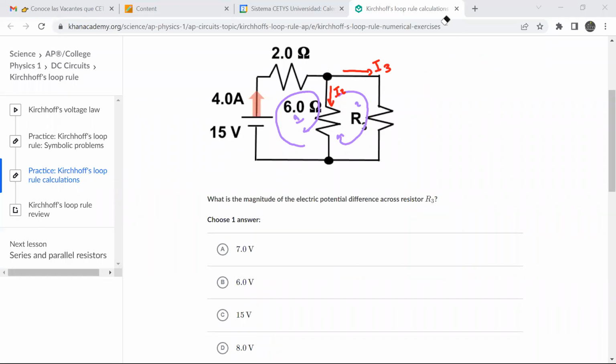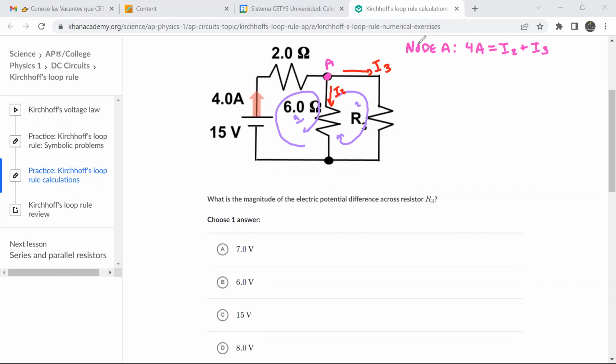Will it be 4 amps is I1? Yes. This will be congruent with the colors node. Remember, we don't need to do all of the nodes. I'm just putting here information I'm going to need. So 4 amps is going to be equal to I2 plus I3.